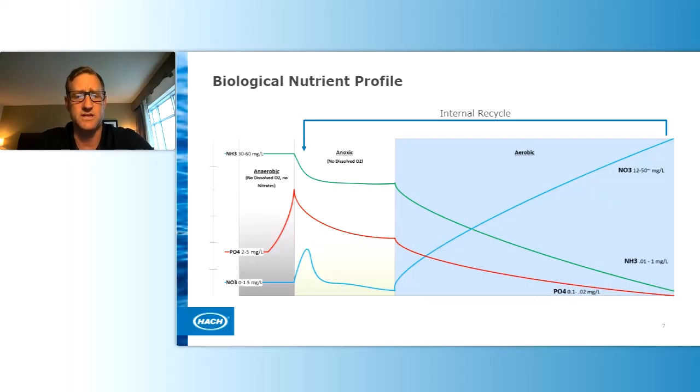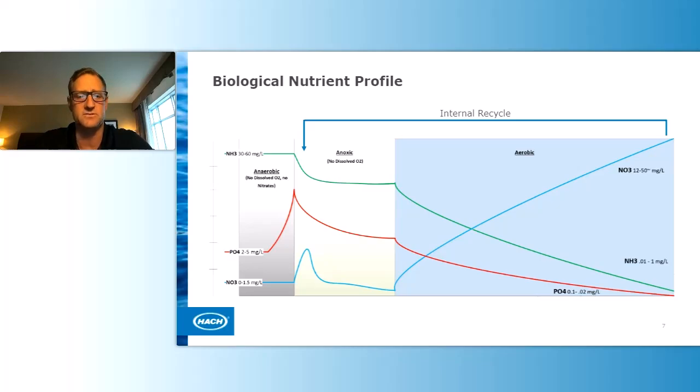And so this chart has a couple of different things on it. We have ammonia coming into an anaerobic zone, phosphorus, nitrate, and some systems have internal recycles for removing nitrate out of their system to denitrify in an anoxic zone. And the key here is just to focus in a little bit on this red line.